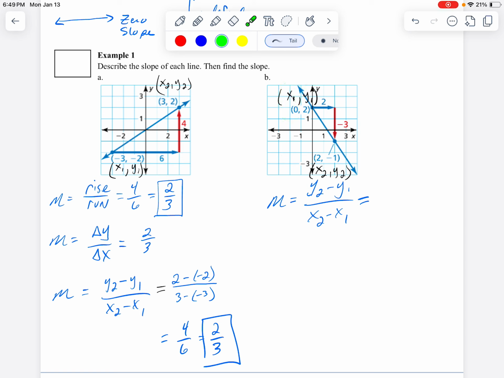Okay. All right, so let's plug in and simplify. Negative 1 minus 2 over 2 minus 0 is negative 3 over 2. And no matter which method you use, you should always get negative 3 over 2 as the slope of that line.